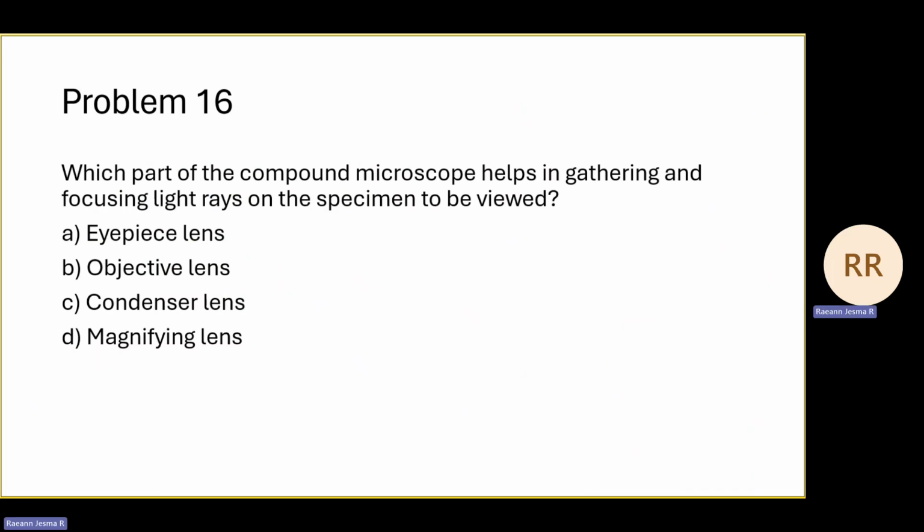Now let us move on to the next problem, problem 16. Which part of the compound microscope helps in gathering and focusing light rays on the specimen to be viewed? Option A, eyepiece lens. Option B, objective lens. Option C, condenser lens. Option D, magnifying lens. So this is in a compound microscope. We already know that we have a light source. So which part are we using to gather and focus the light rays on the specimen?